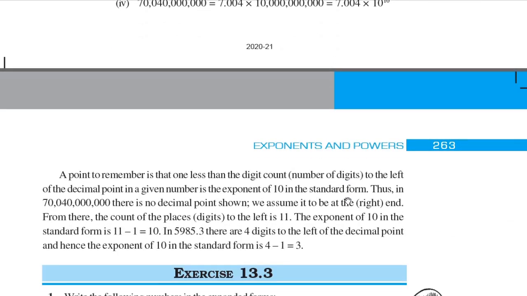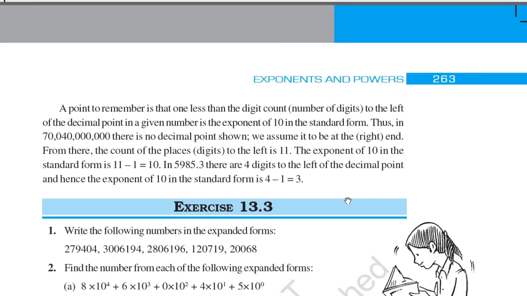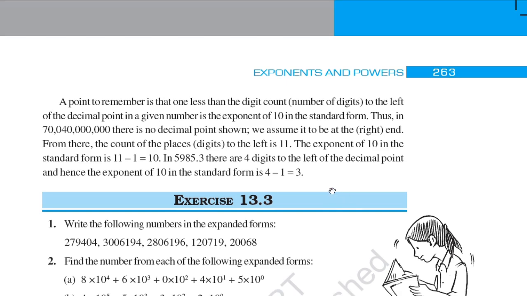A point to remember is that one less than the digit count, the number of digits to the left of the decimal point in a given number, is the exponent of 10 in the standard form. Thus, in 70040000000 there is no decimal point shown. We assume it to be at the right end. So from there, the count of digits to the left is 11. The exponent of 10 in the standard form is 11 minus 1, that is 10. In 5985.3 there are 4 digits to the left of the decimal point, and hence the exponent of 10 in the standard form is 4 minus 1, that is 3.